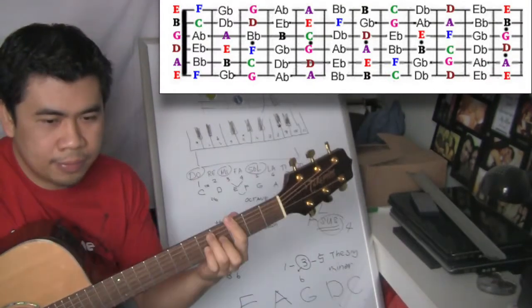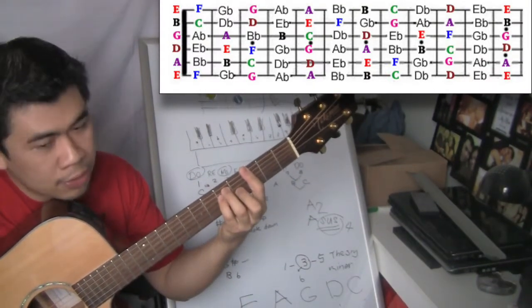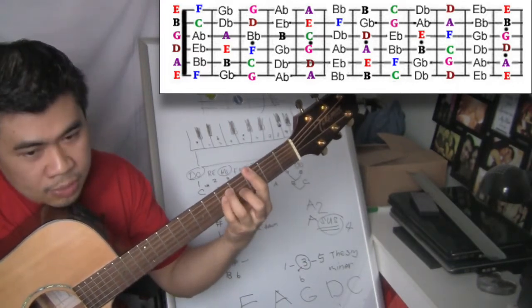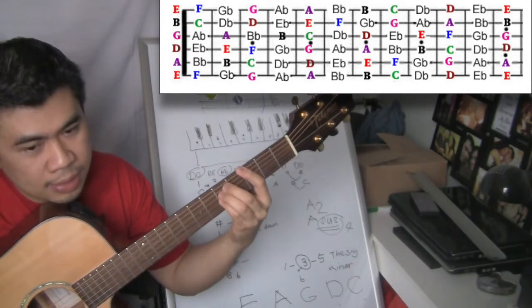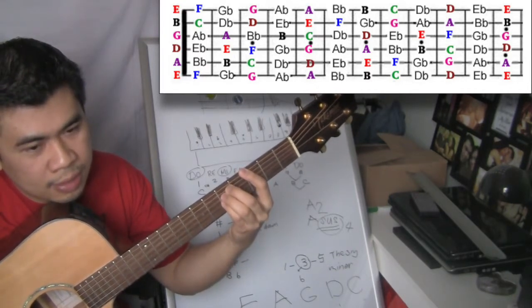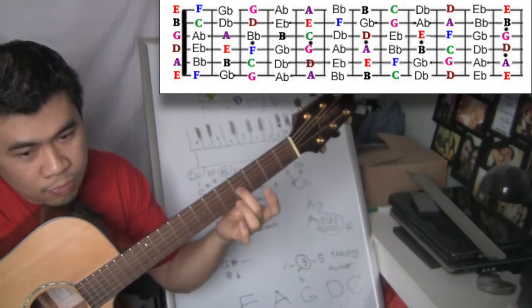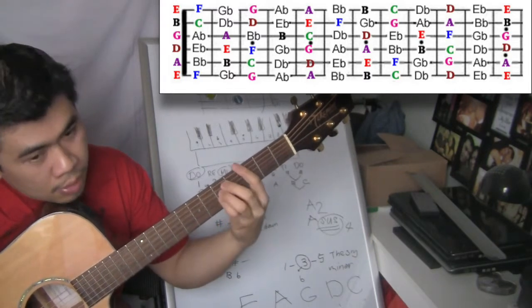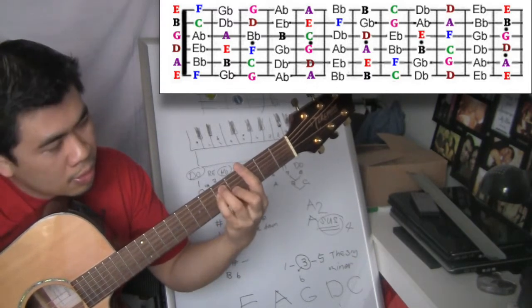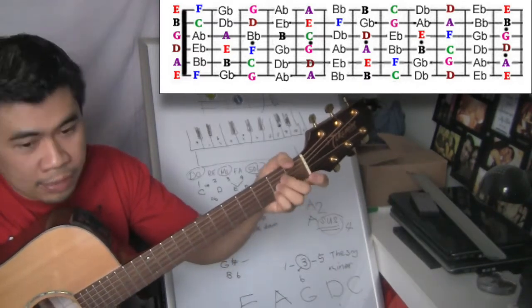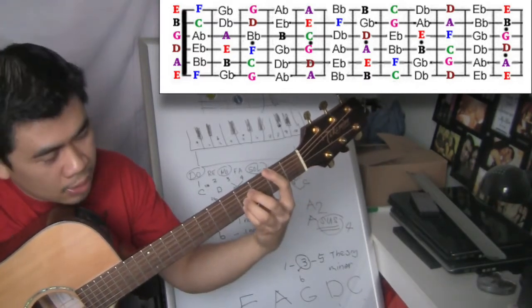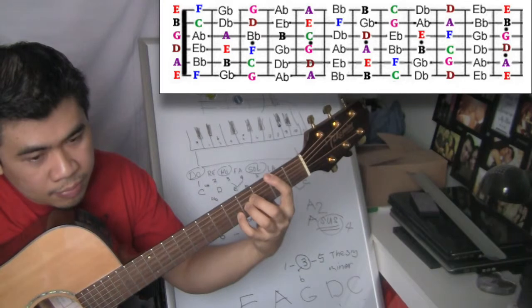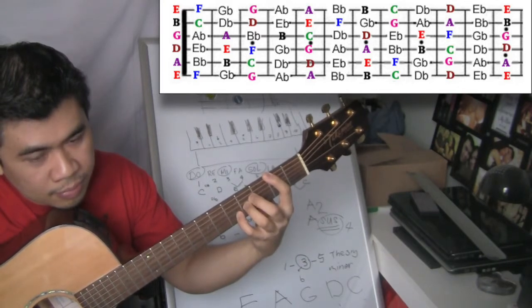So in the F, if you want to make it a suspend, this 3rd finger you have to move one fret higher. That's why when you say G suspend, it becomes like this, because this one moves. And in an A form or in a B form, if you want it to become suspend, you have to move this.